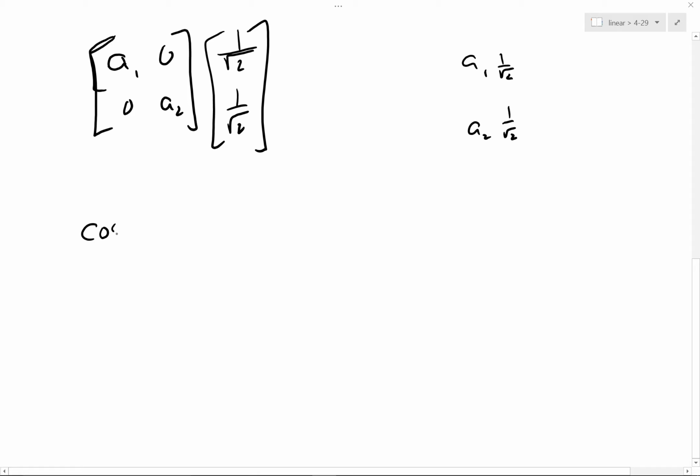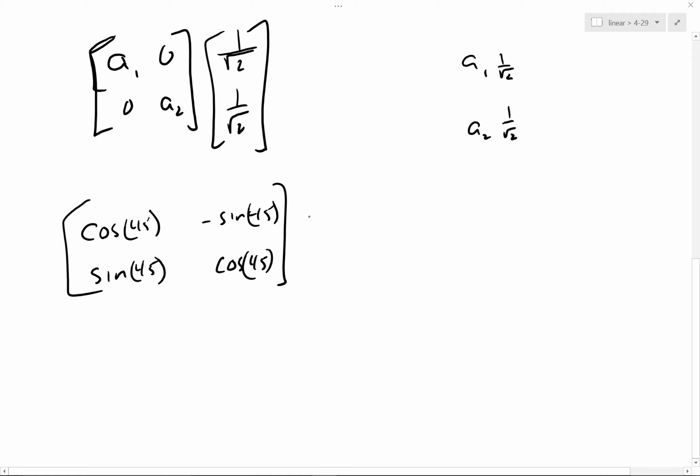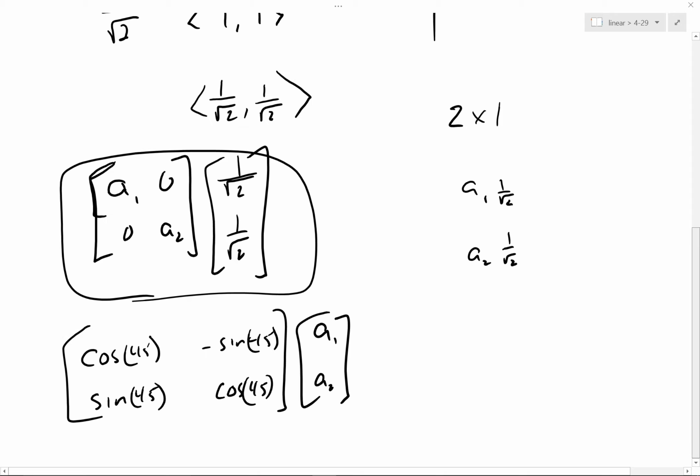Let's try it. Cosine of 45. Negative sine of 45. Sine of 45. Nope, that's not going to cut it. Because if you get this times that minus this times that, it's not going to work. So that's not what you want to do. So in this case, that's what you're looking for, and that would be that.